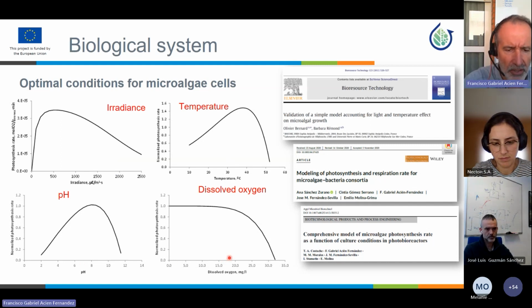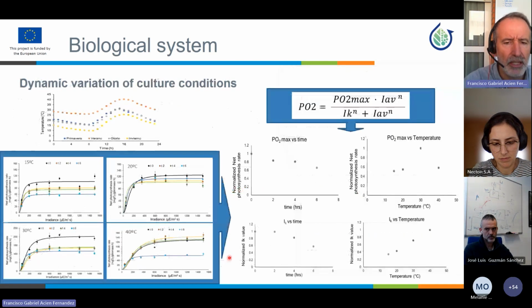We have plenty of models about these effects. However, in the real scale, the microalgae cultures are not subject to fixed conditions. Then we know that outdoors, the environmental conditions change daily and also along the seasons. That means that the cells are exposed to different culture conditions.